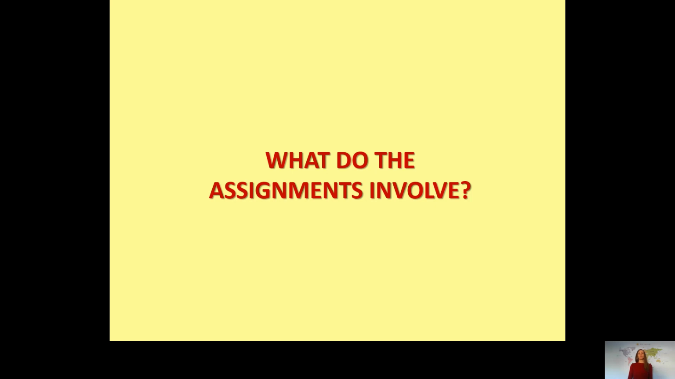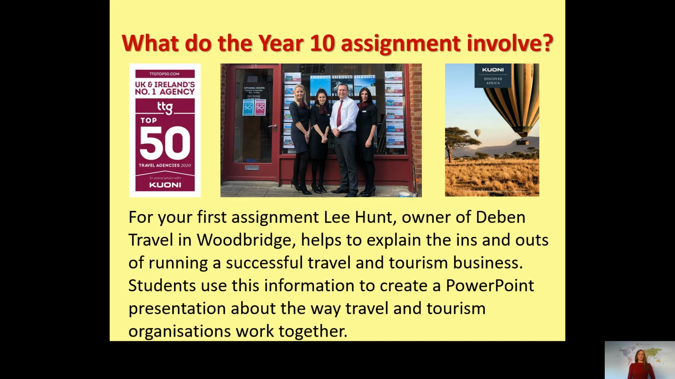Okay, so that gives you a little bit of an idea about some of those questions that students will be seeking answers to. But what do they actually do with that information? How are they assessed? So throughout years 10 and 11, there are a number of assignments. The first assignment may involve writing about an organisation. So we've had the owner of Deben Travel in Woodbridge come into school to explain the ins and outs of running a successful travel and tourism business.